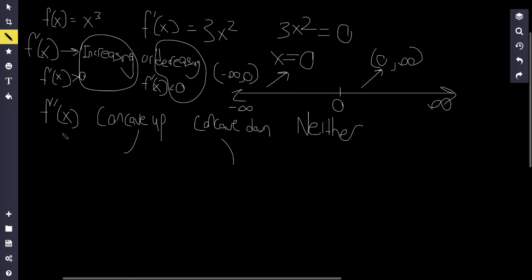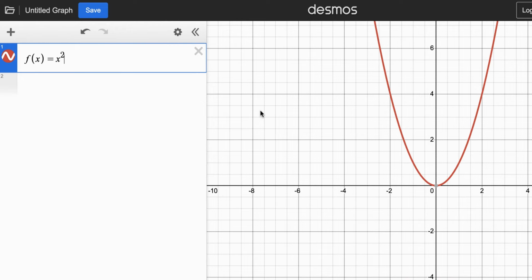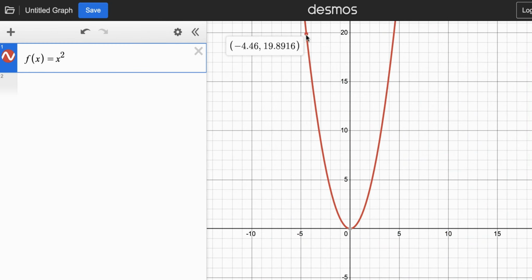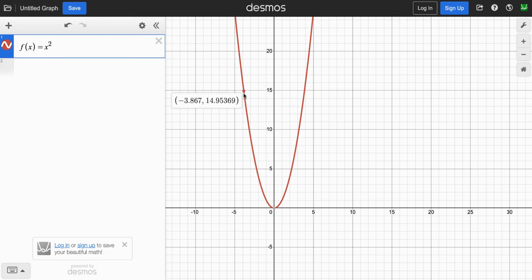The second derivative tells us if our graph is going to be concave up at certain intervals. Concave up kind of just looks like a smile. If I pull up Desmos and take the function f of x equals x to the second power, notice how this is like a smile, curving upwards. Notice how the slope is constantly increasing. So when your graph looks like a smile, that is when your graph is concave up.